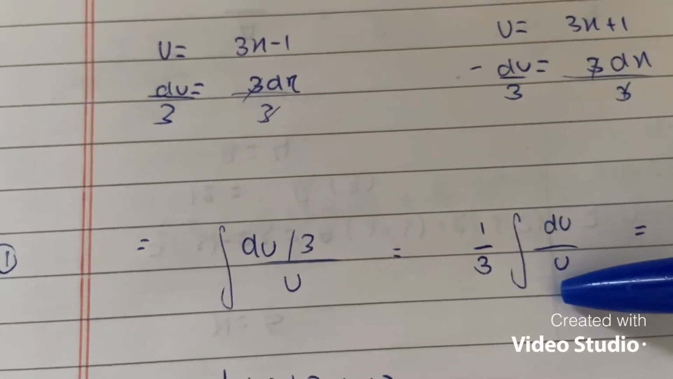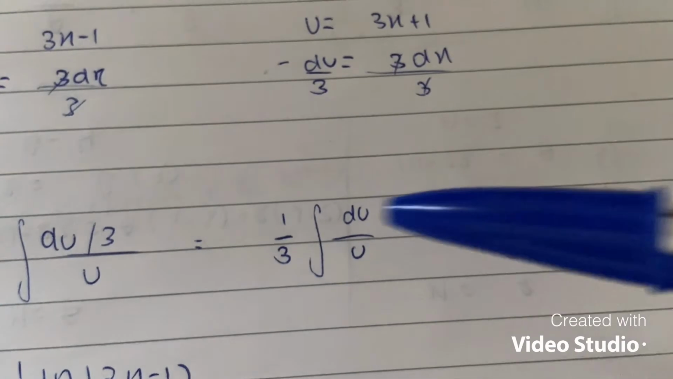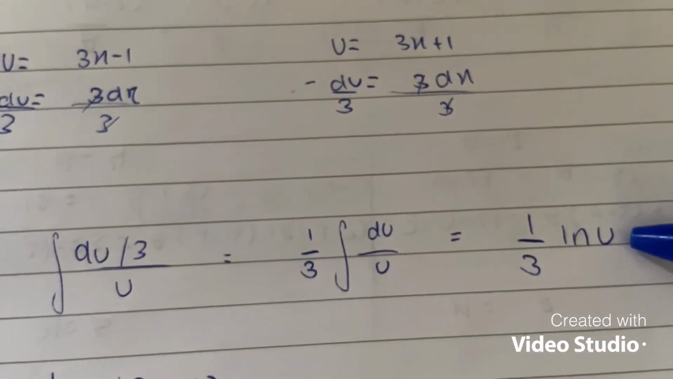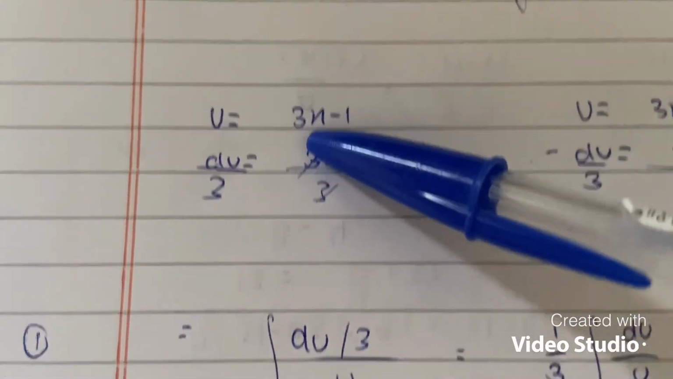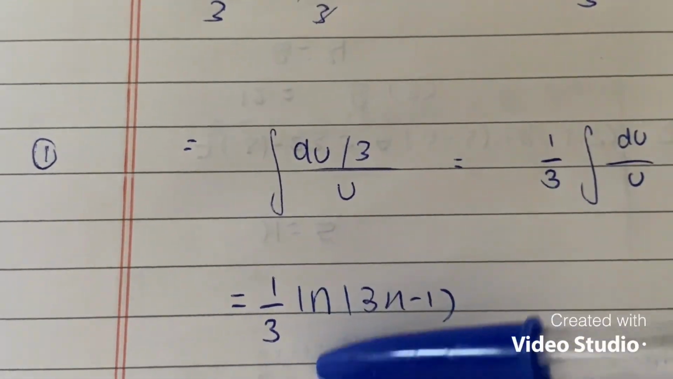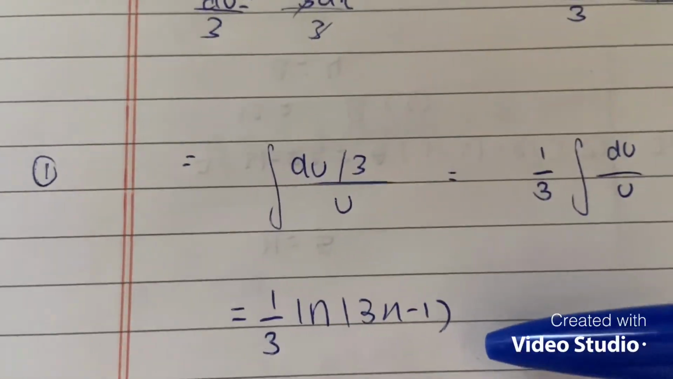Du over u equals ln u. So 1 over 3 ln u. And then what is your u? 3x minus 1. So it becomes 1 over 3 ln of 3x minus 1.